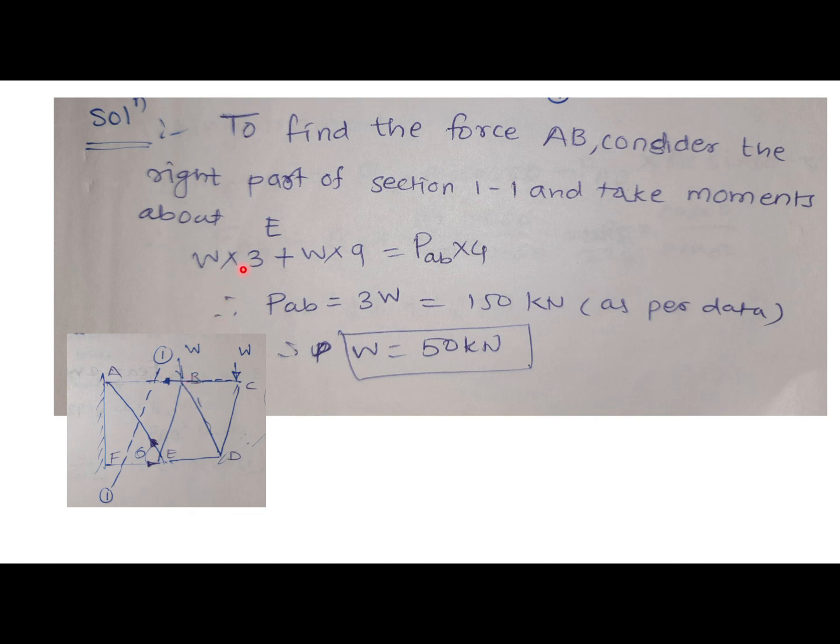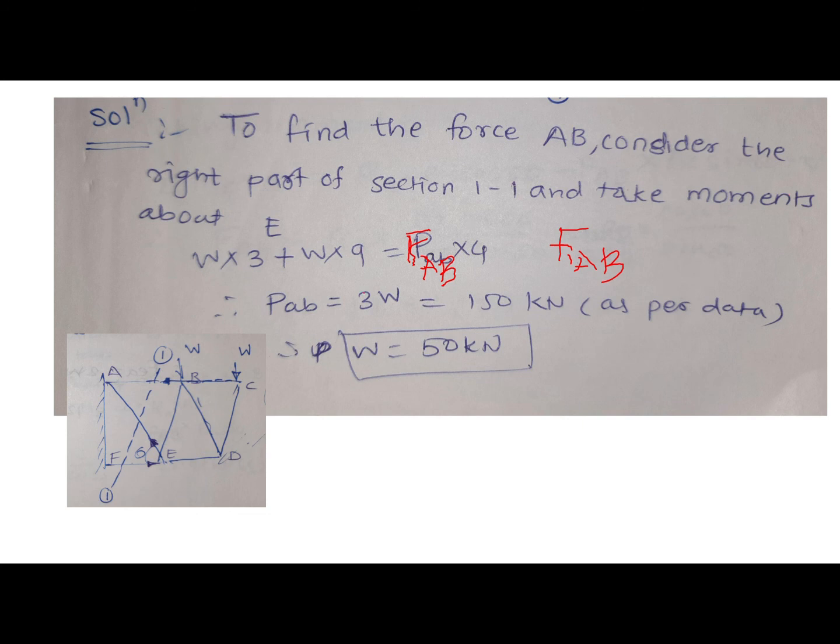So by applying the conditions of equilibrium and taking the moment about point E, we get W into 3 plus W into 9 is equal to PAB into 4. This force in the particular member, you can either denote by P or by F. It depends on the notation in the particular book you are referring to. Often we denote it as F with the member name as suffix. In this way, by solving it we get the value of W as 50 kilonewton.